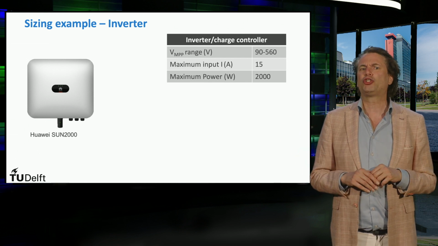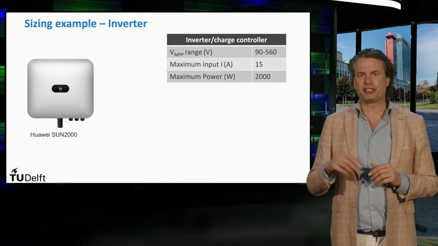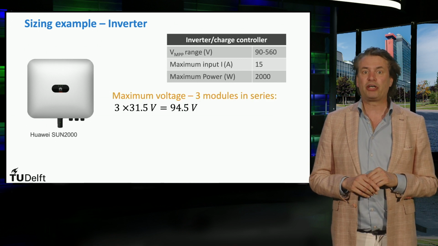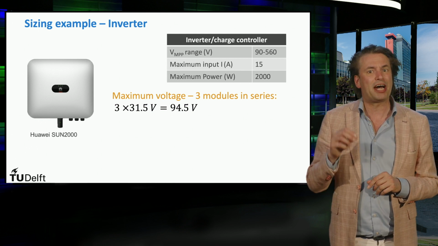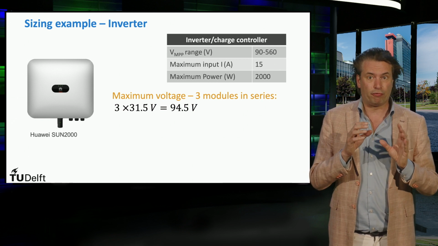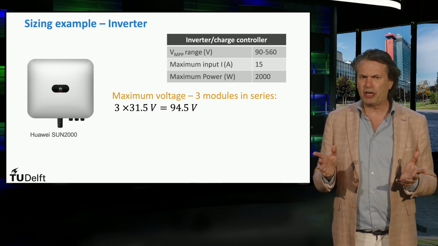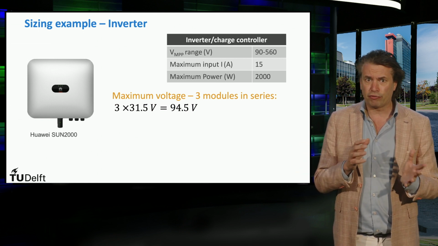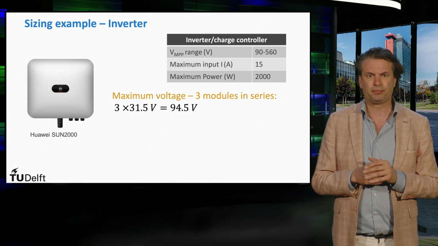The question now is, how should the panels be connected? This depends on the inverter. Here you see an example of possible specs of an inverter. When the 3 modules are connected in series, the maximum voltage at the maximum power point is obtained and equals 3 times the maximum power point voltage of the module, which is 3 times 30.5 volts, or 94.5 volts. If the modules were operating at open circuit conditions, the maximum input voltage of the inverter would see 3 times 38.1 volts, which is 114 volts.